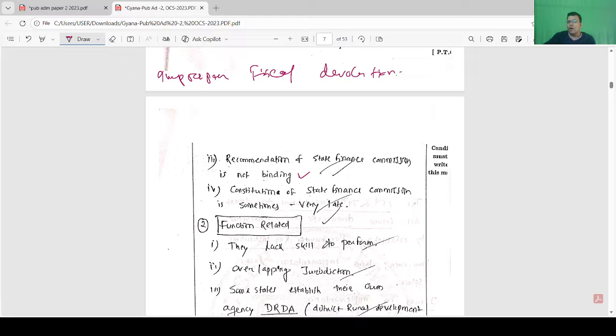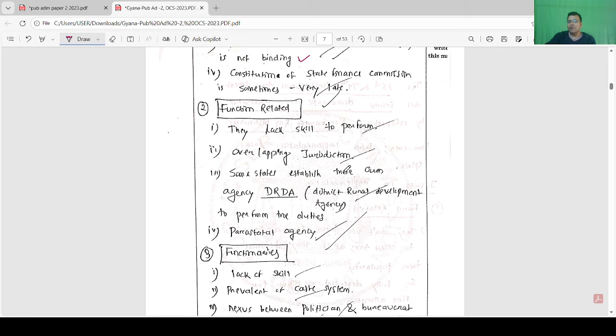No skilled manpower to collect tax. Improper non-tax source of revenue. Function related: here, improper functional devolution. You should write the proper word. They lack skill to perform.